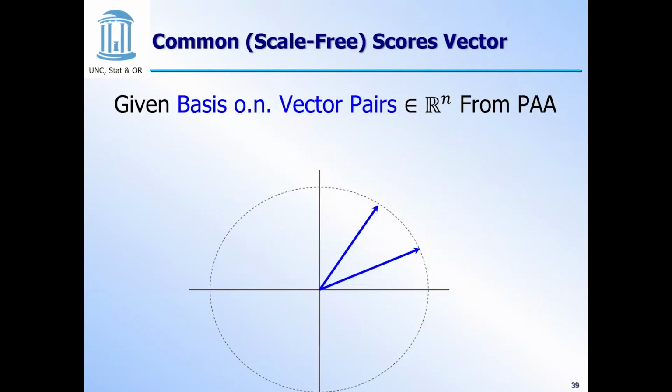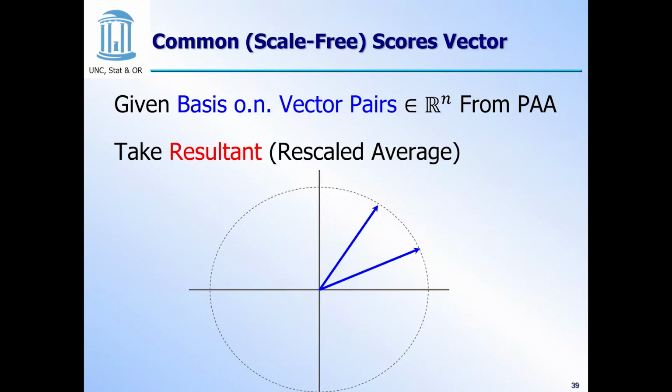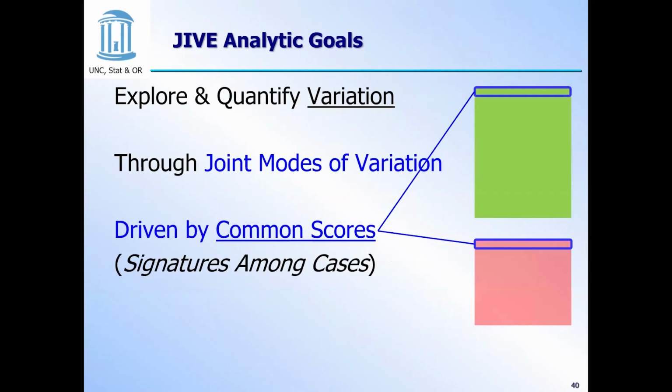Oops. Going the wrong way. Okay, so now imagine we've done this. Now our model is that we believe our data are generated from something where the scores are the same, but when you add noise, that's not going to happen. So we need to get back to that direction. The way we do it is we take the two vectors that we get out of the principal angle analysis and then basically average them. So we'll just take the simple resultant mean here. Okay, so now we know how to compute common scores.